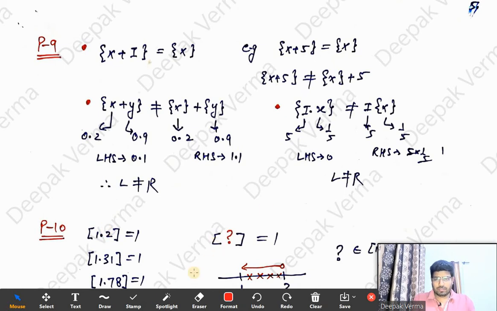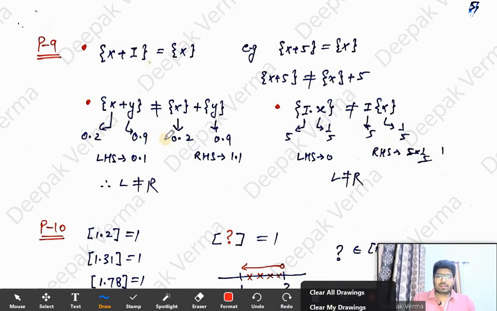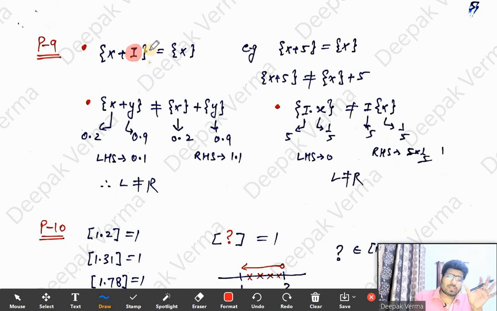Let's move on to another property. Next property, that is property number 9. If we have fractional part of x plus integer, here if we remove I, it does not make any difference. Got it? For example, if I say fractional part of x plus 5, we can remove 5 from here. Got it? Why is it so? Look, integer does not have any contribution to the fractional part.